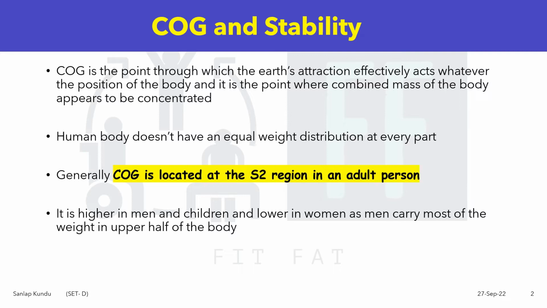It is higher in men and children and lower in women, as men carry most of the weight in the upper half of the body. Now it is also true for an obese person. So they have most of the weight in the abdomen and in the thorax region. So in those cases, the higher the center of gravity is, the more likely it is that they fall, right? Now from the stability perspective, a lower center of gravity increases the stability.